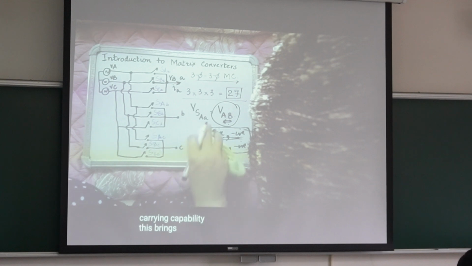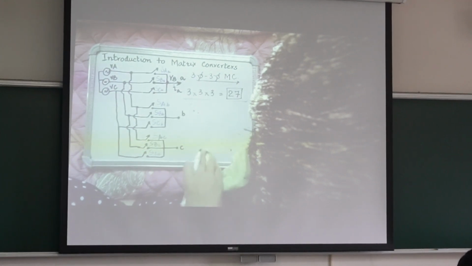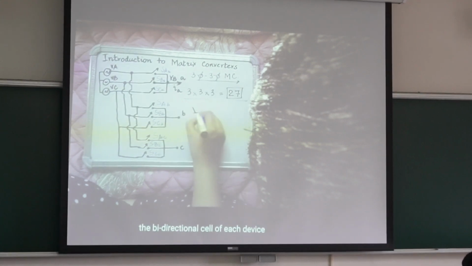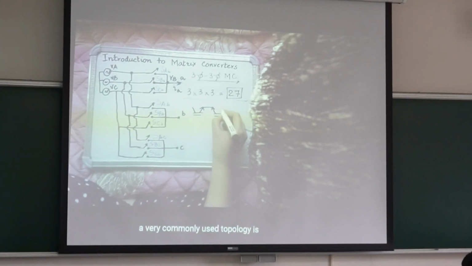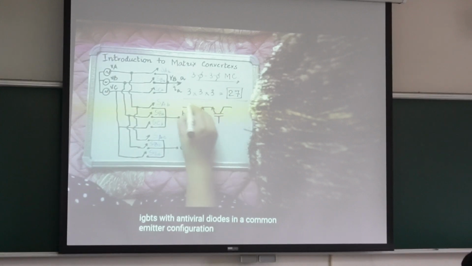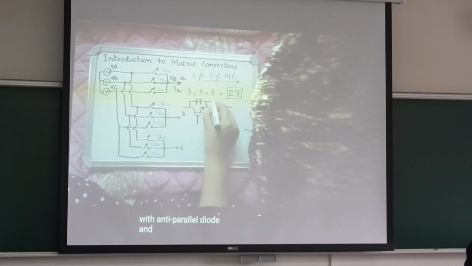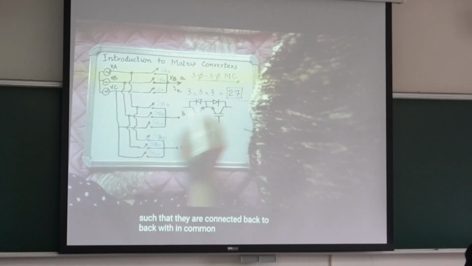This brings us to constructing the bidirectional cell of each device. A very commonly used topology is the commercially available IGBT with antiparallel diodes in an AC switch configuration. So we need two IGBTs, each with an antiparallel diode, connected back to back, in a complemented configuration.